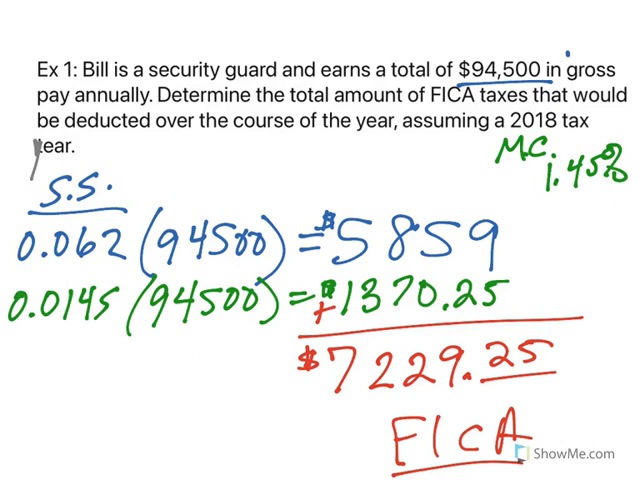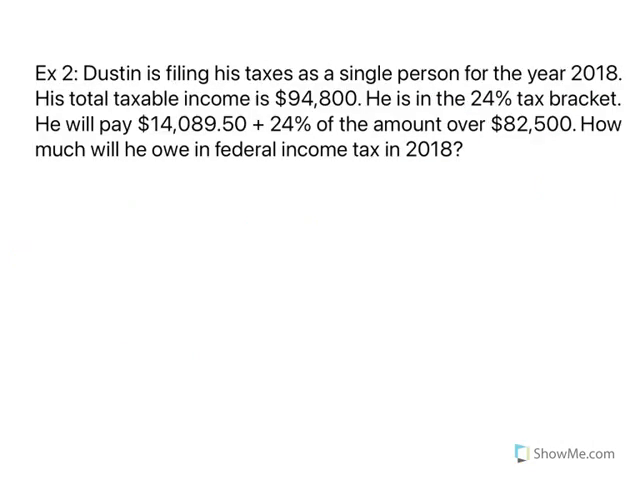Let's do the other example. Dustin is filing his taxes as a single person for the year 2018. In the 2018 tax brackets, that's what we're dealing with. His total taxable income is $94,800. He is in the 24% tax bracket. Therefore, he will pay $14,089.50 plus 24% of the amount over $82,500. That's how the tax brackets read. So how much will he owe in federal income tax in 2018?